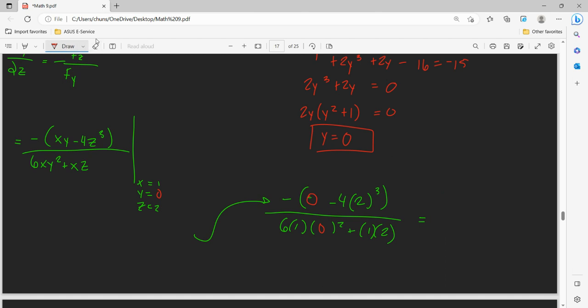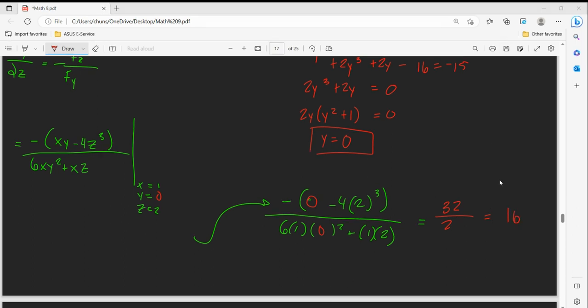Okay, so this is 4 times 8, so this is 32. And this is over, so this becomes 0. This is over 2. 32 over 2 is equal to 16. Okay, so that is our second question done.